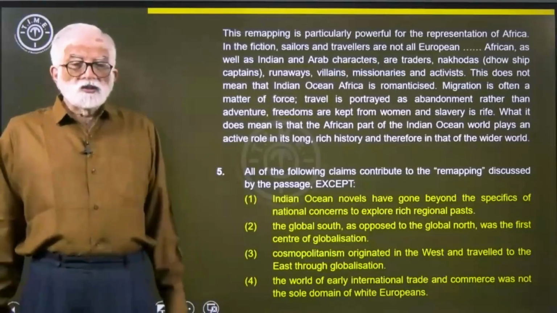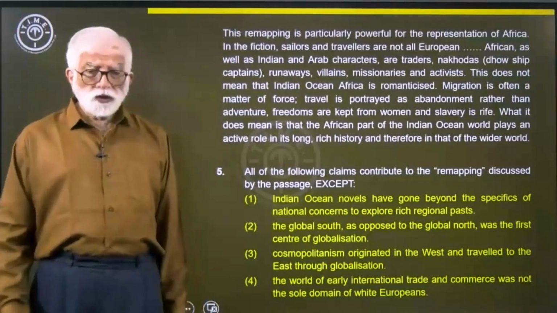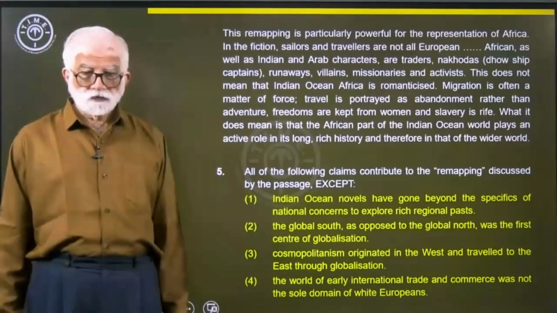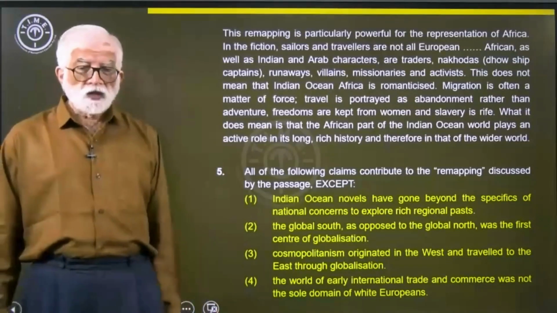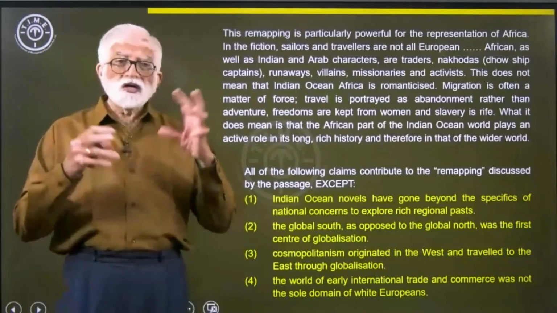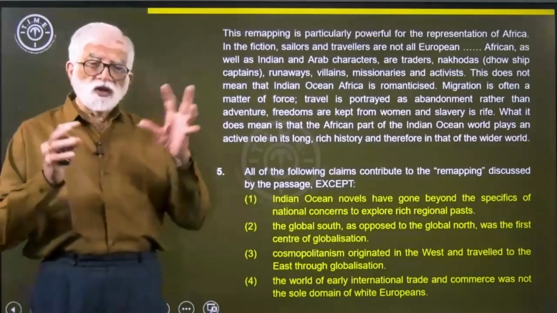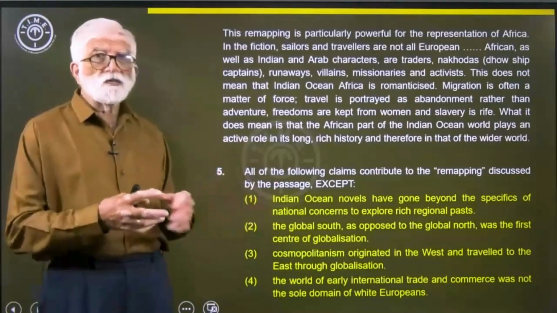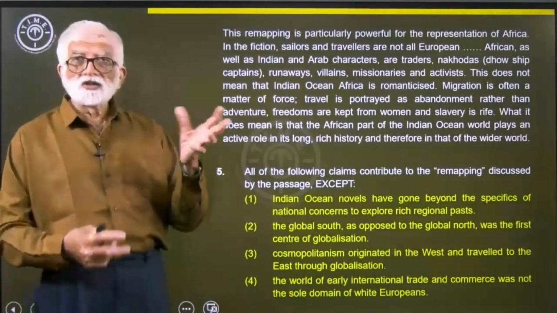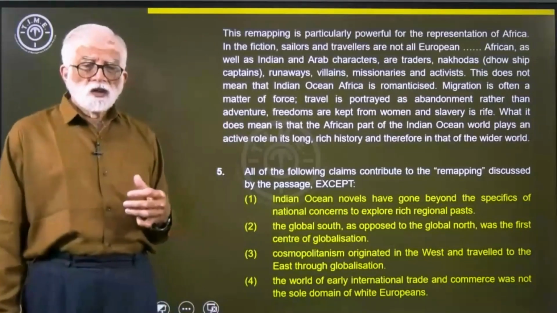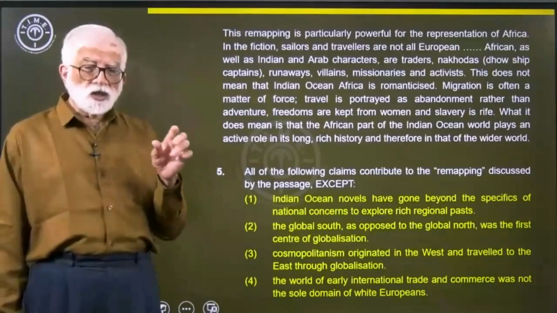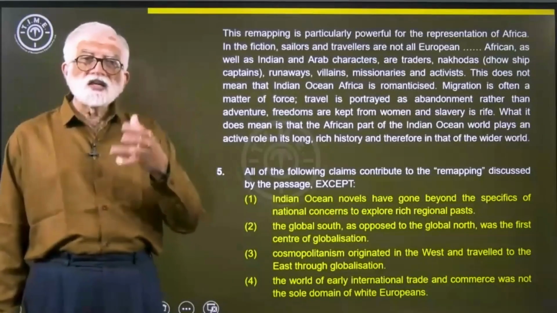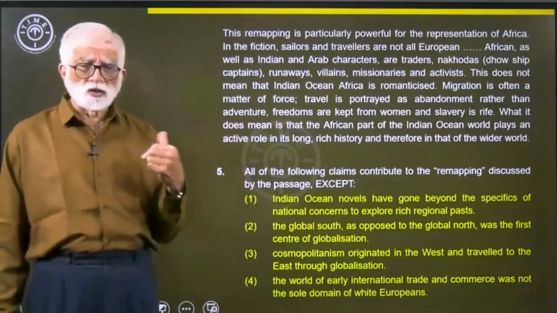So, looking at the question: all the following contribute to the remapping discussed in the passage except, right? Except. We know that this new, improved idea we have about the world in the mind of the reader is thanks to the novels centered on the Orient, right? So that remapping. I have three statements here that talk about people understanding the world to be a wider place.